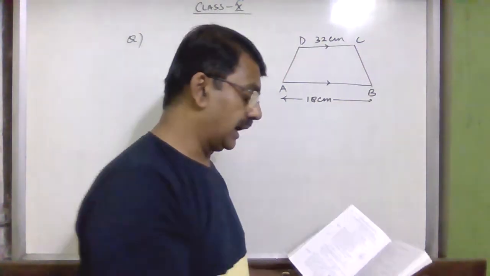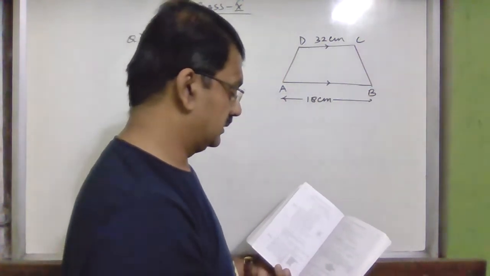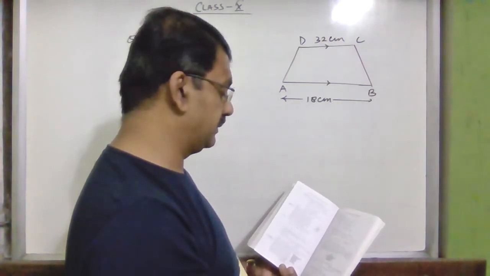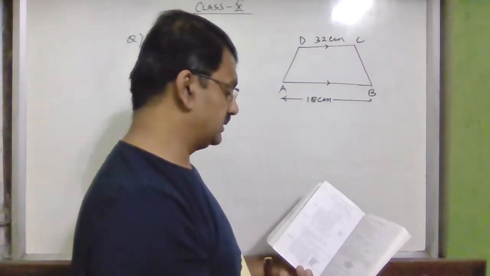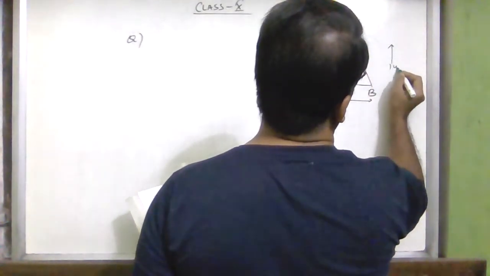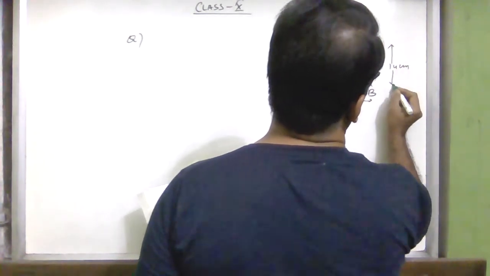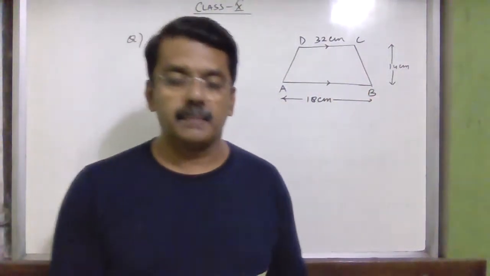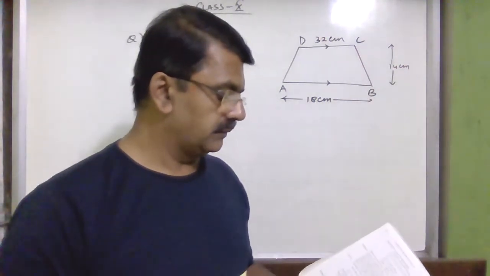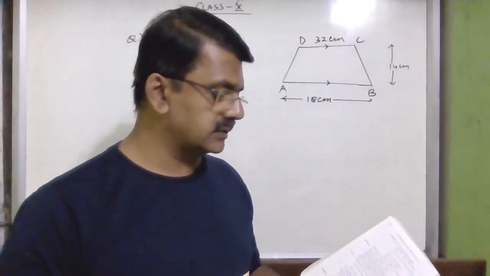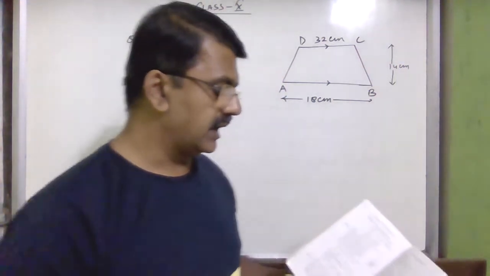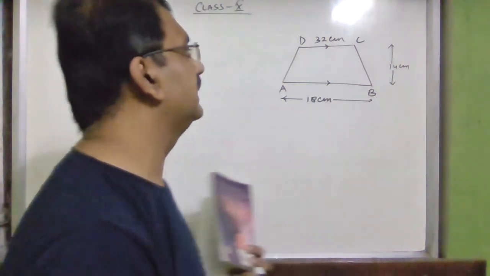Okay, and the perpendicular distance between AB and DC is also given, which is 14 centimeter. Now, if arcs of equal radii of 7 centimeter have been drawn with centers A, B, C and D.